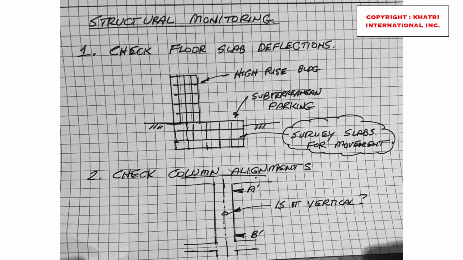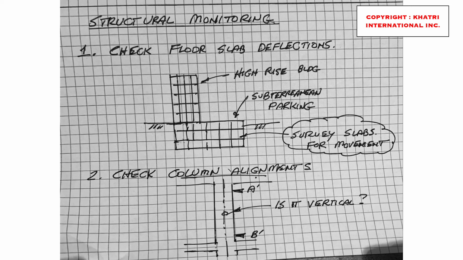And so here I propose a system that we are currently using in my firm for clients to evaluate their existing buildings, and that is a system of structural monitoring to check the floor slab deflections. I've shown a schematic diagram here which shows a high-rise building sitting on a subterranean parking structure, and my firm will survey the slabs to see whether or not they are moving. We will do a full-scale survey and measure the relative deflections of that subterranean parking structure to see if it's shifting, to see if slabs are settling, and to see if they are level or are they rotating.